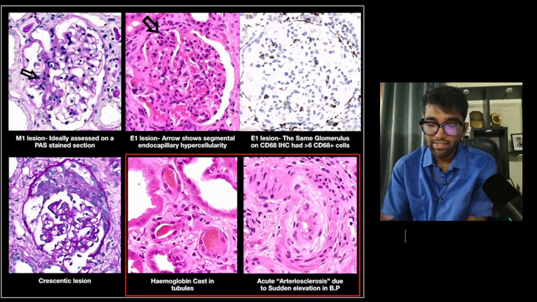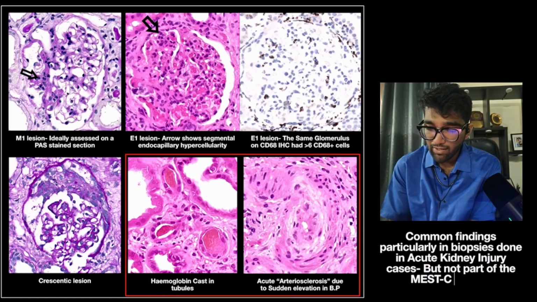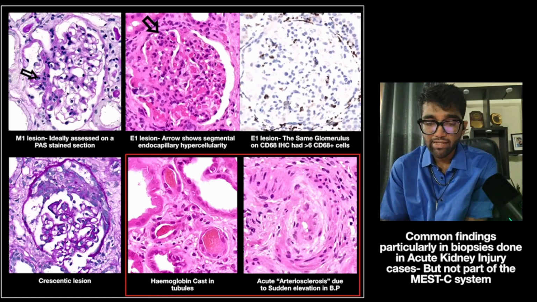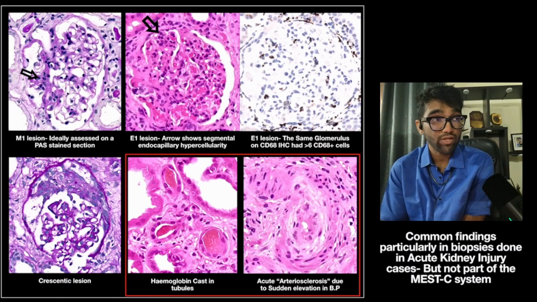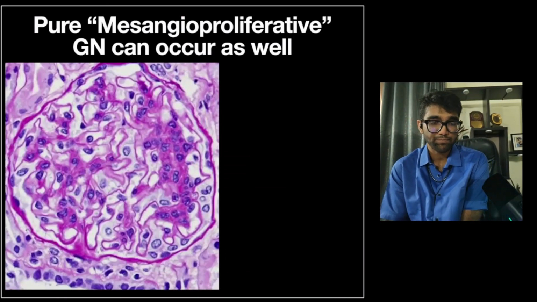Now, these two entities are seen on the biopsy but are not included in the Oxford classification. But they do correlate with the presence of acute kidney injury in patients with IgA nephropathy. They, however, do not actually correlate with a poor prognosis. That is why they are not included in the Oxford classification.